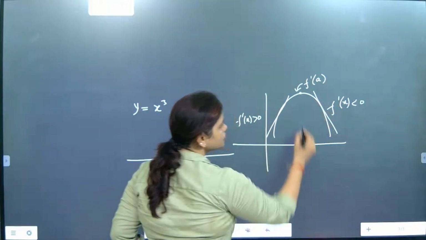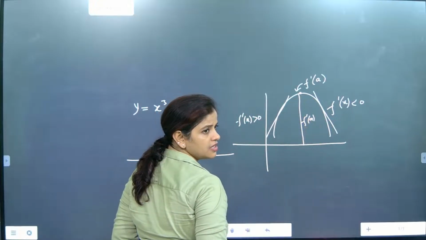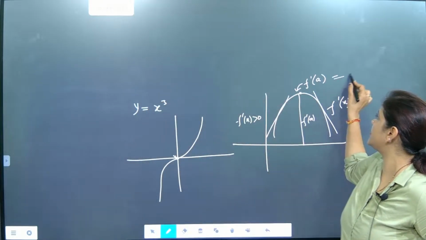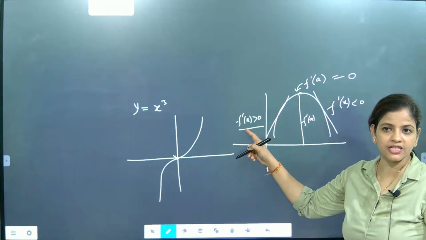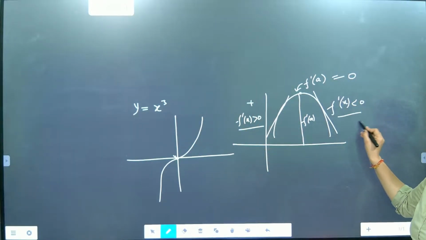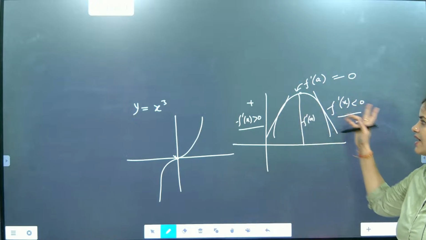Got it? So here this is f dash a, correct? F dash x is equal to 0 at this point. So this is a maxima. This side f dash x is greater than 0, so we will write it as plus. And here f dash x is less than 0, so it will be written as minus. Understood? Plus this side and minus this side.